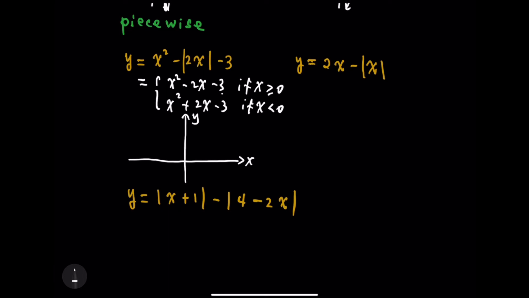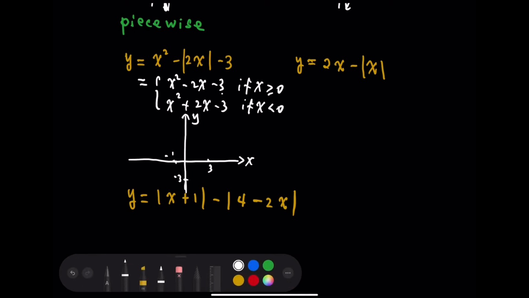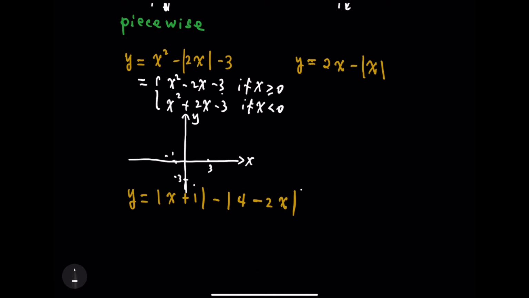So with the first parabola, the y-intercept is negative 3 and the x-intercepts are 3 and negative 1. So it's going to be like this. The vertex is 1 and -4. Okay, so it's going to be like this. I'll do it dotted first. Oops.